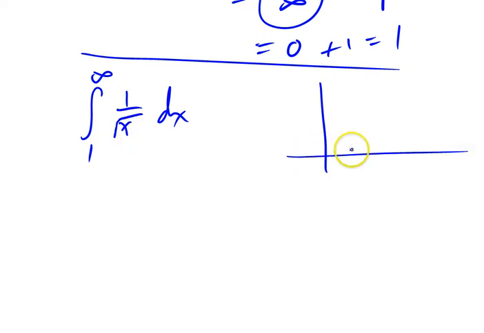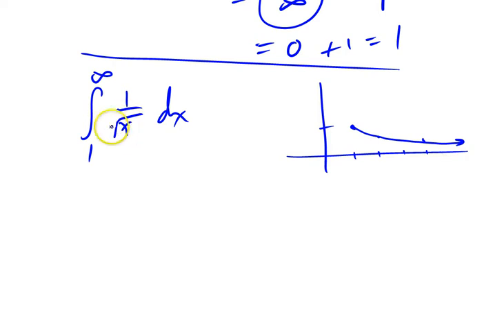Still, when x is 1, y is 1. When x is 2, y is 1 over the square root of 2. That's 0.707. When x is 4, y is a half. Right? So this is still coming down to 0, but it's not coming down as fast as the other one was. So let's see what this one gives me.